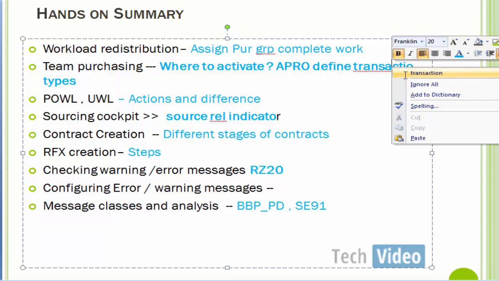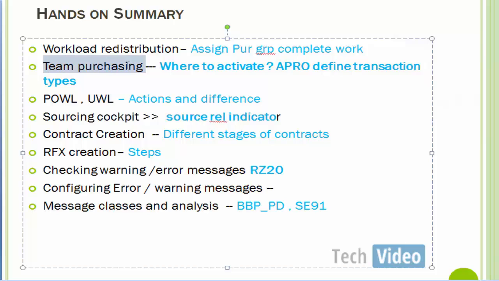Okay, PWL and UWL concept we saw. What are the actions and the differences? PWL is awaiting only your information and UWL is awaiting your action. We check the sourcing cockpit and the source relevant indicator movement from blank to X and finally to blank. We also check the contract creation, the different stages of the contract. We check the RFX steps which are needed to create an RFX and how to add questions. We check the warning and the error messages in the RZ20 transaction. Also configuring the error and warning messages, which is by the SPRO path, by going to influence message control.